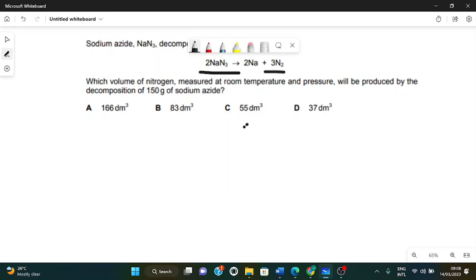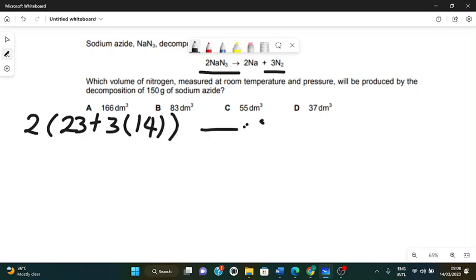First, we are going to calculate the mass of 2 moles of sodium azide. The mass of 2 moles of sodium azide will be 2 times (23, which is the relative atomic mass of sodium, plus 3 times 14, which is 3 times the relative atomic mass of nitrogen). This decomposes to give 3 times 24 dm³ of nitrogen.